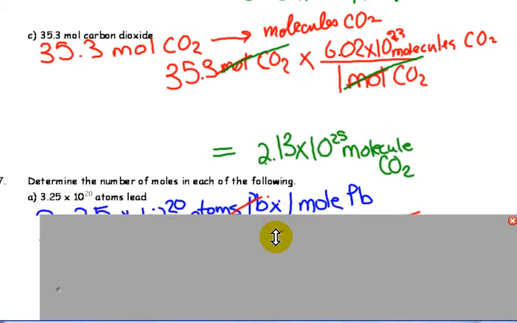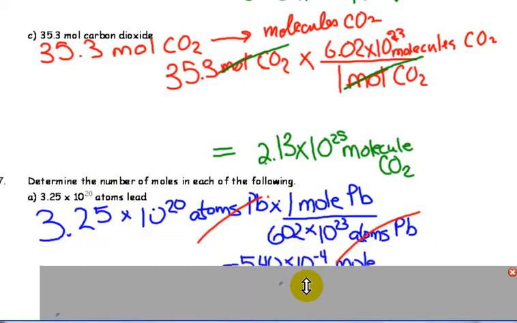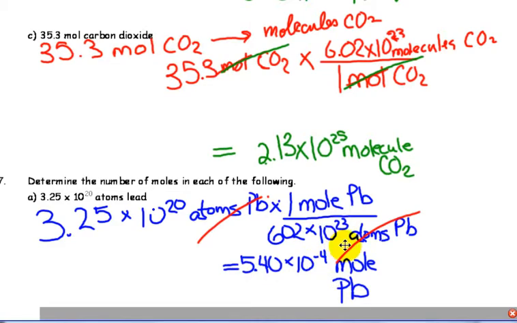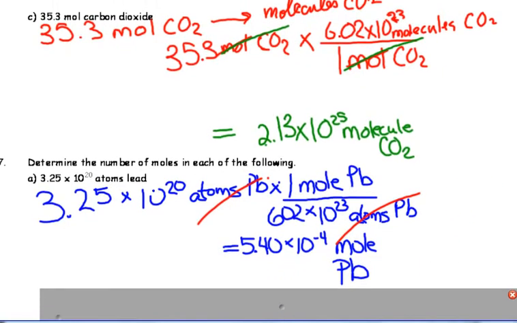Okay, if you had time to do that, we're going from atoms of lead to moles. Old unit is atoms, new unit is moles. So there you see, old unit of atoms, new unit of moles. 5.4 times 10 to the minus 4 moles of lead.